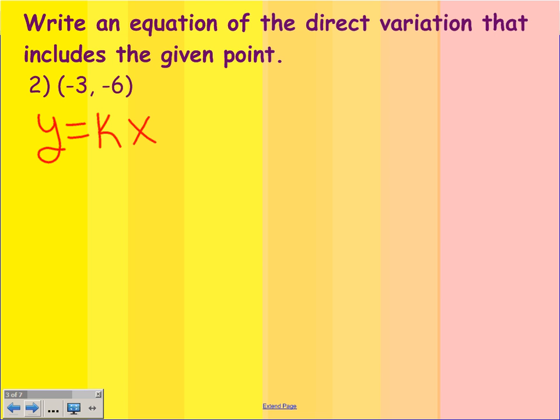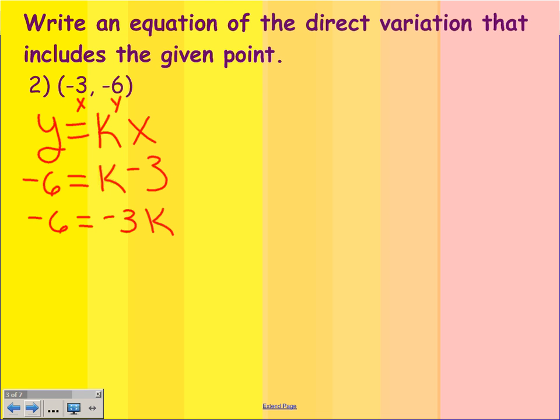In this case, our given point is negative 3, negative 6, where negative 3 is x and negative 6 is y. So we're going to substitute that in. Negative 6 is my y. I don't know k. And then negative 3 is x. And once again, this just kind of looks funny. It's k times negative 3. So I'm just going to switch that around, because I know how to solve an equation when the coefficient is in front of the variable. So I think that just makes it a little bit more comfortable for us.